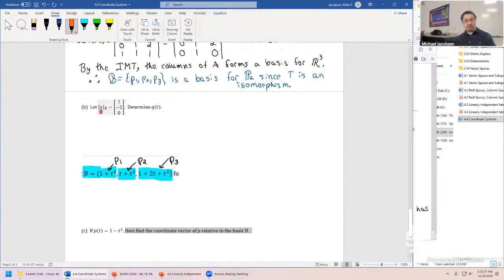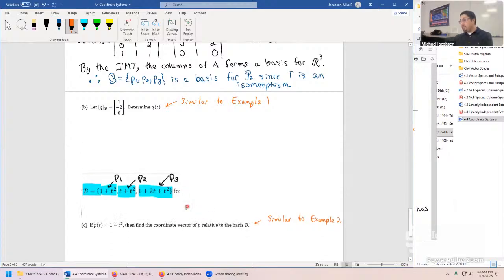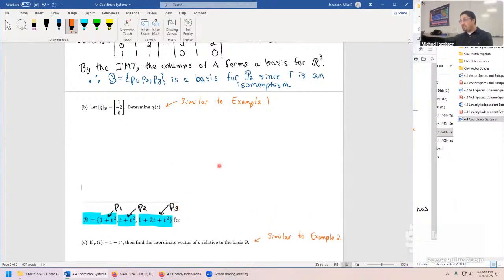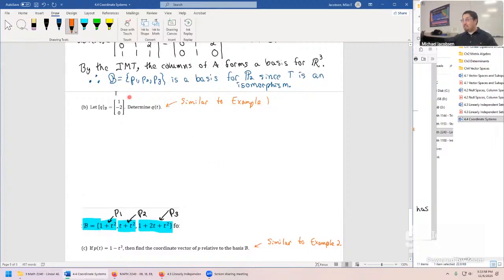So these are kind of backwards problems. This one is similar to example 1, and this one is similar to example 2. One of them is a lot faster than the other, but the tricky thing about both of them is just determining what exactly you're doing in either version.